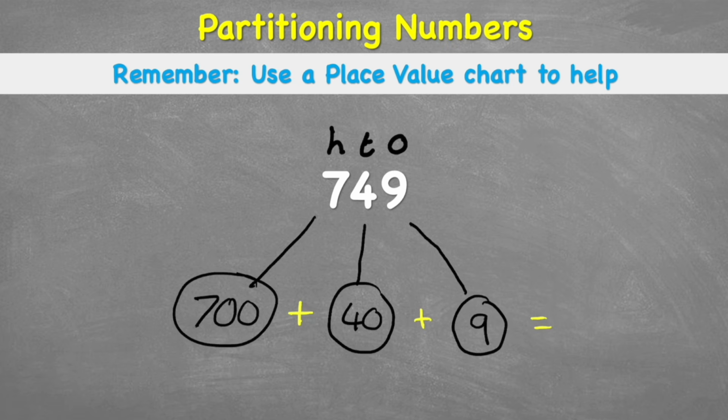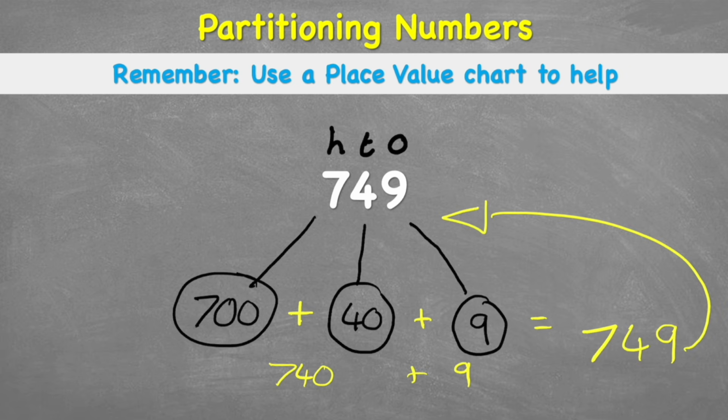by adding them all together again and seeing if I get back to my original number. 700 plus 40 is 740. 740 plus my 9 equals 749. Is that the same answer? Yes, it is. We've done it correctly again.